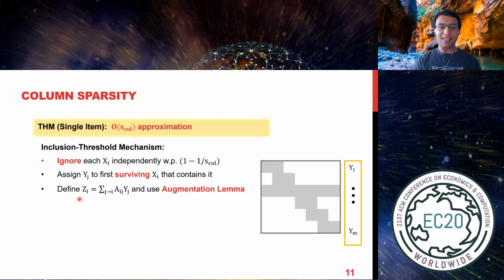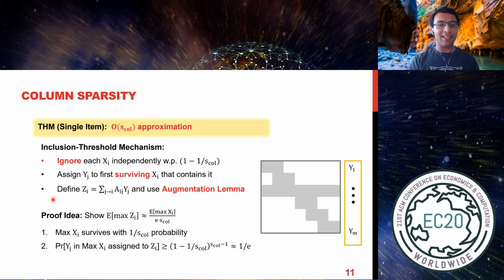And this defines Zi. So Zi is defined as the summation of Aij Yj, where I'm taking the sum over the j's which are assigned to i. The important property is that this Zi is independent of all the past. So I can apply the augmentation lemma. This is independent because notice all the Yj's are appearing for the first time here. They did not appear anywhere before because I've ignored some of those xi's.